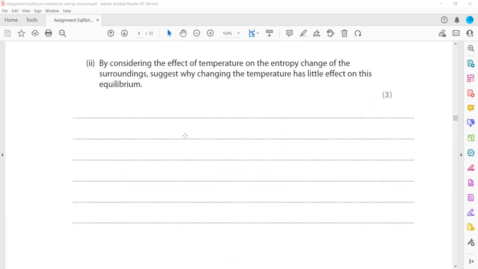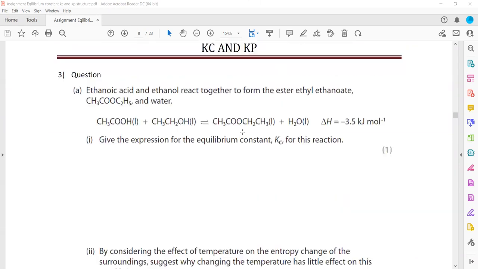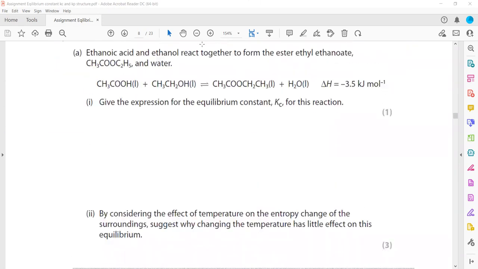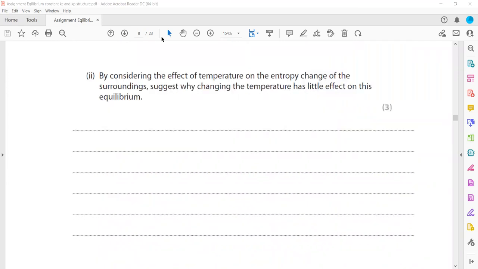By considering the effect of temperature on the entropy change of the surroundings, suggest why changing the temperature has little effect on the equilibrium. So by considering the effect of entropy change on the surroundings: the entropy of the surroundings is given by minus delta H by T. If we change the temperature, the entropy of the surroundings does not change too much, because the reaction is exothermic and it is only slightly exothermic.